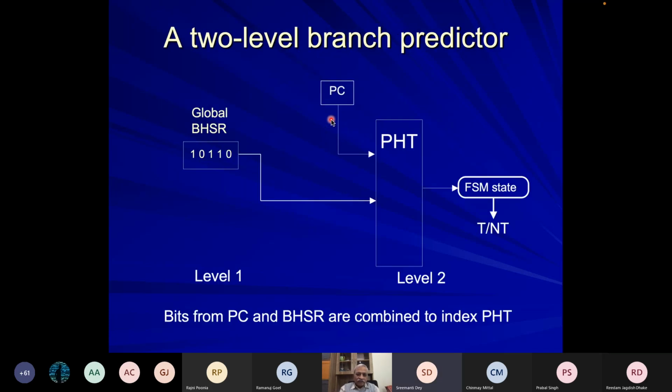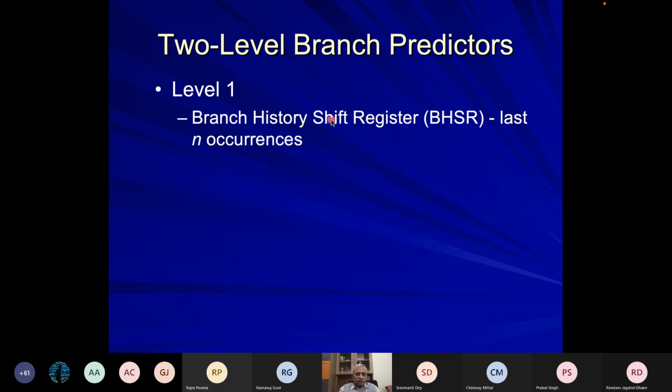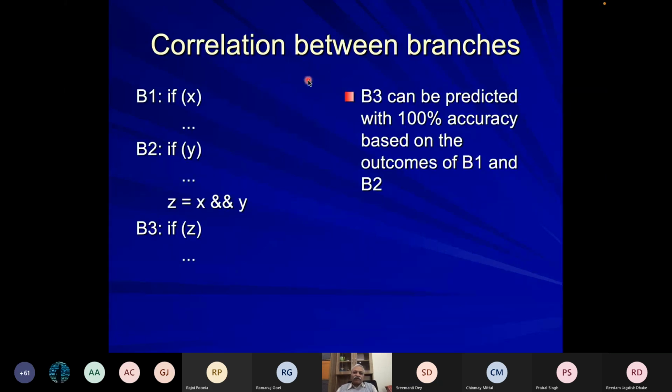This is level one. Can you say what level one does here? Yeah, level one was trying to take advantage of this kind of scenario, that you're not only looking at what this branch did last time, you're looking at the recent occurrences of this branch and this branch. Assuming that you have reached this point after having gone through this and this. Yes sir, like if x was 0, y was 1, then this will go one way. If both were 1, then it will go another way, and so on.